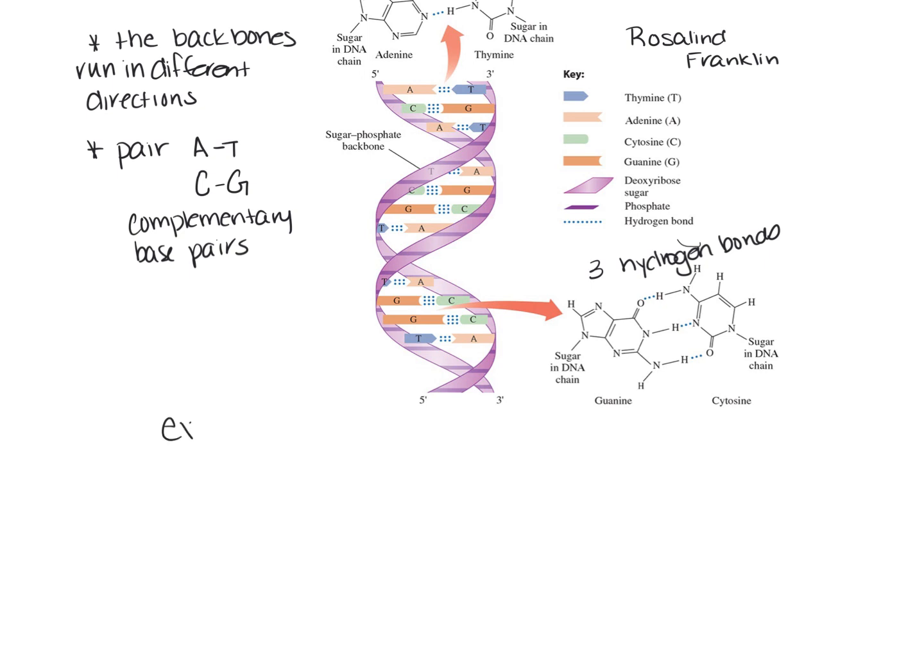So let's look at an example of a problem. So let's say that you were asked to write the base sequence and label the 5' and 3' ends of a complementary strand for a segment. And so the strand would be, say, it's written 5' A, C, G, A, T, C, T, 3', and you need to write the complementary strand.